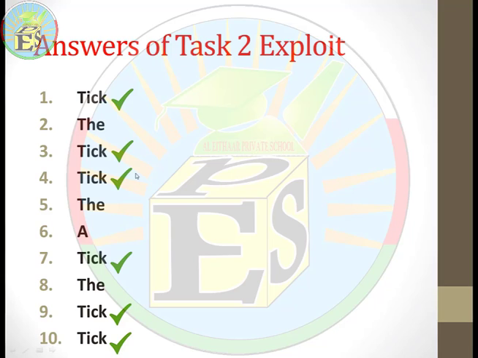Number 9, put a tick. The whole sentence is correct. I want to go to university when I leave school. And the last example is also correct. I never watch TV before breakfast. So as you can see here on the video, put a tick on the examples that have these numbers.